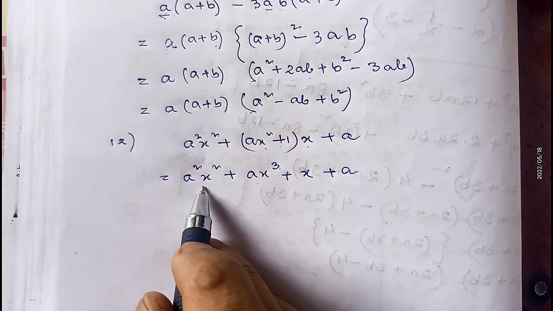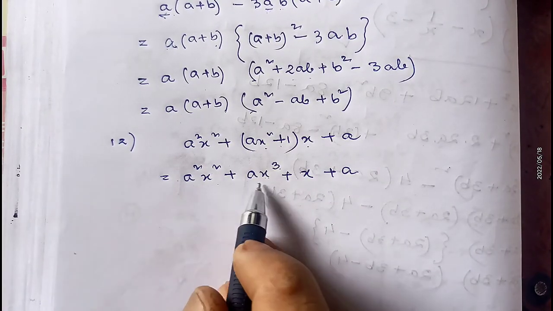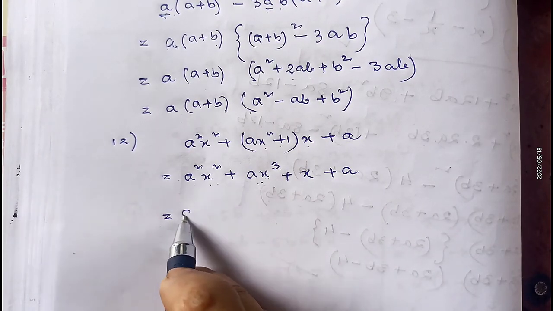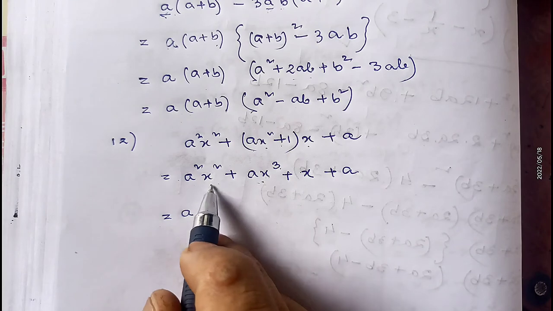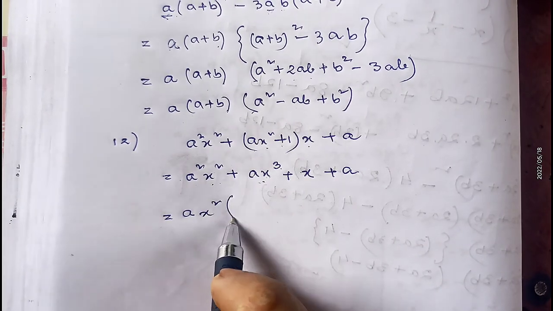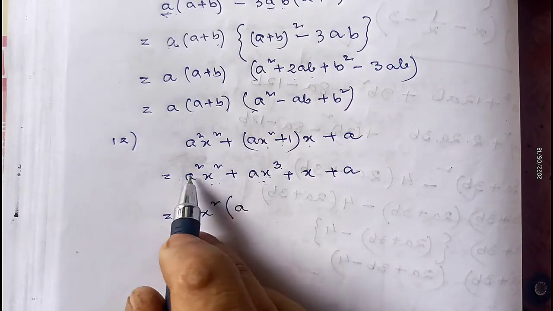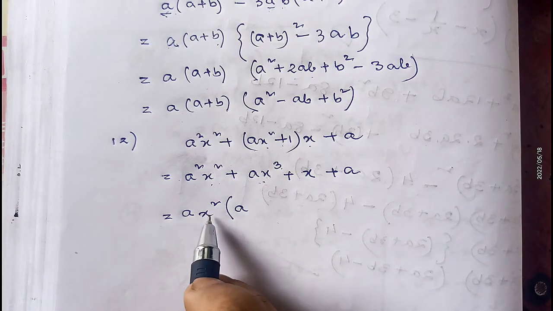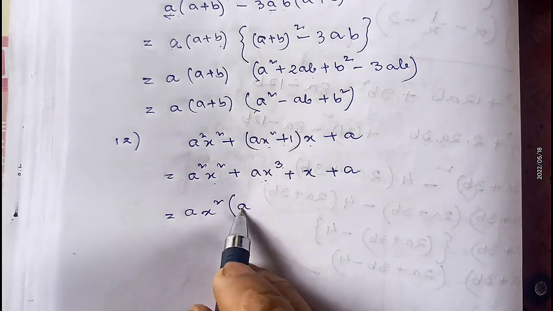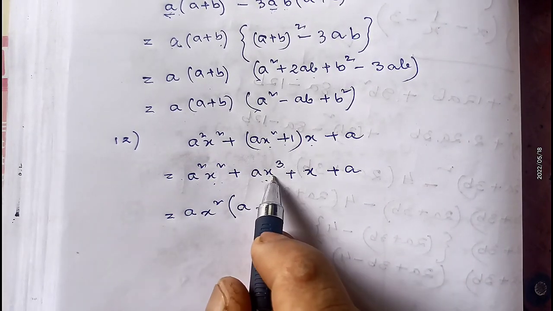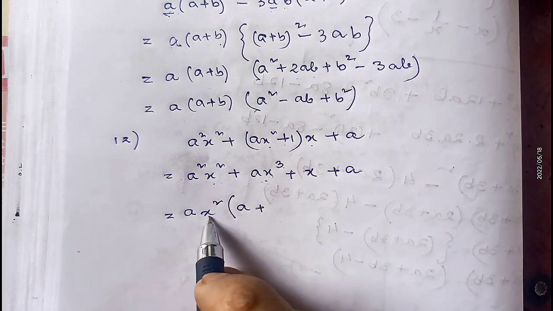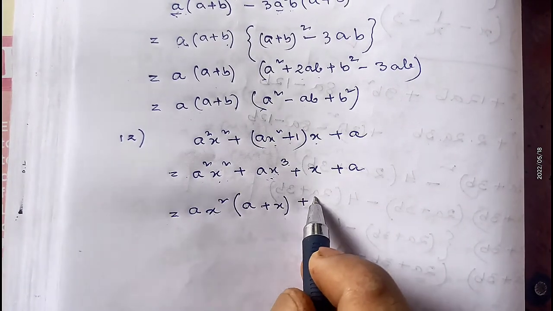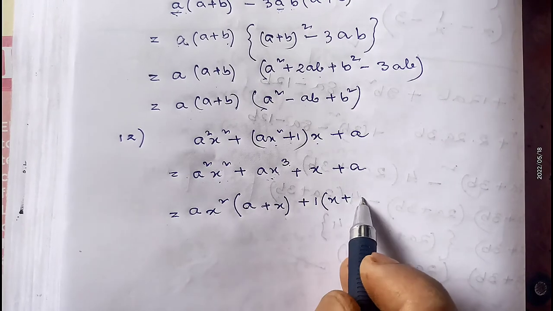Now from first two, a is common, x square is common, because out of a and a square, a is common, so we can write a. Out of x cube and x square is common, so we are left with a from the first term, because out of x square, I have already taken a x square common. So 1 a left plus a x cube. And from this I have taken a x square common, so x is left. From last two we can take 1 common, so it will be x plus a.